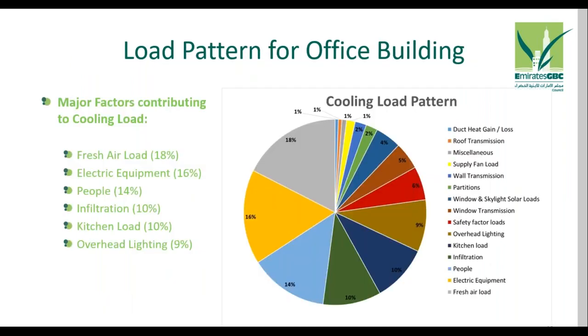A visual impression is always better than the numbers. If you look at the pie chart, 18% of the load comes from the pressure load, 16% from the electric equipment, 14% from the people, 10% from infiltration, and 9% from overhead lighting. So if we encompass these parameters, almost 60% of the load is covered. Apart from that, we also talk about U value or fenestration, which is an improvisation that can also be looked into. So we evaluated these parameters for each aspect.